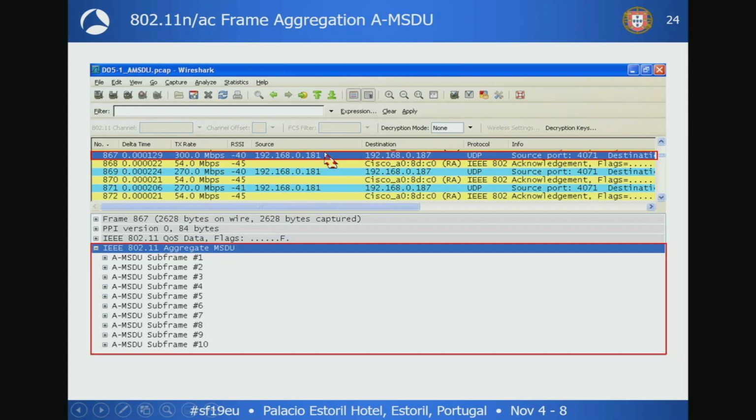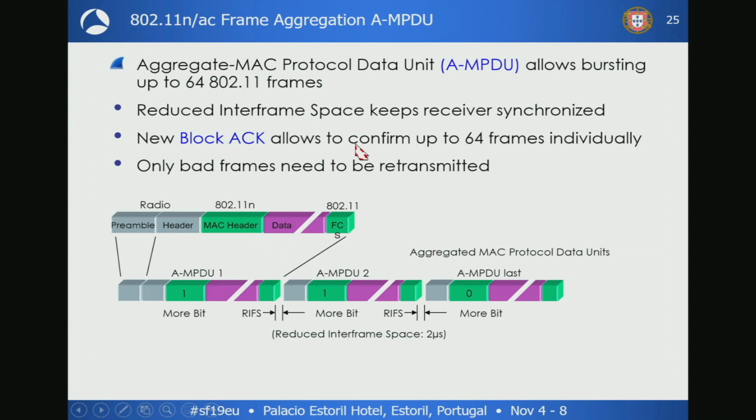The nice thing is, Wireshark decodes this. A long, long time ago, I don't know when I presented this the first time, but many, many years ago, Wireshark was already decoding it. So you see here, in one frame, multiple frames together. And every frame has its own MAC address, you can look into it. And this frame here was 2,600 bytes.